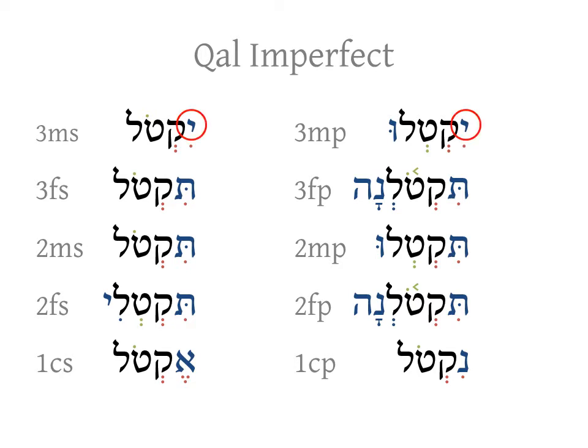Now, here are a few things to point out about the prefixes. Notice that in the third masculine forms, both singular and plural, we have a yod as the prefix. In the first person common singular, we have an aleph, and in the first person common plural, a nun. The other 6 forms all have tavs. This sort of pattern at least helped me memorize this paradigm a little bit easier. You have a yod, 3 tavs, and an aleph. A yod, 3 tavs, and a nun.